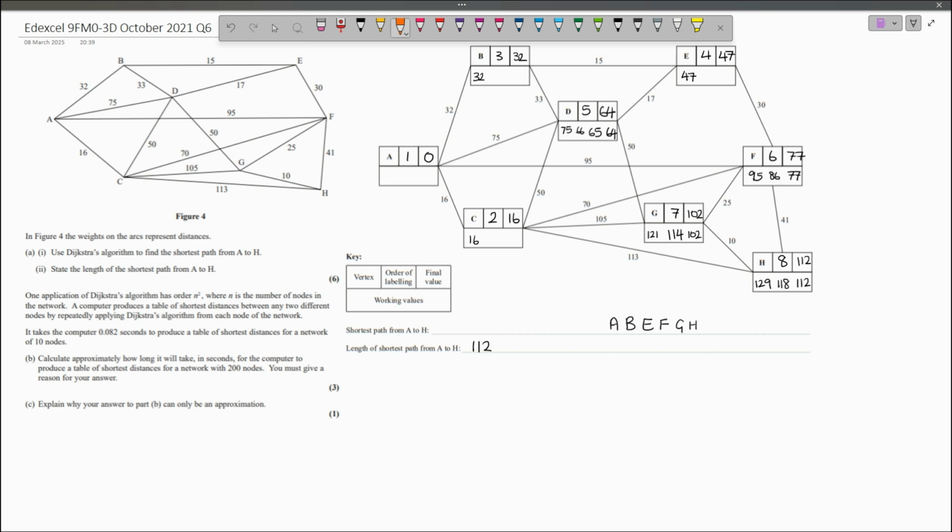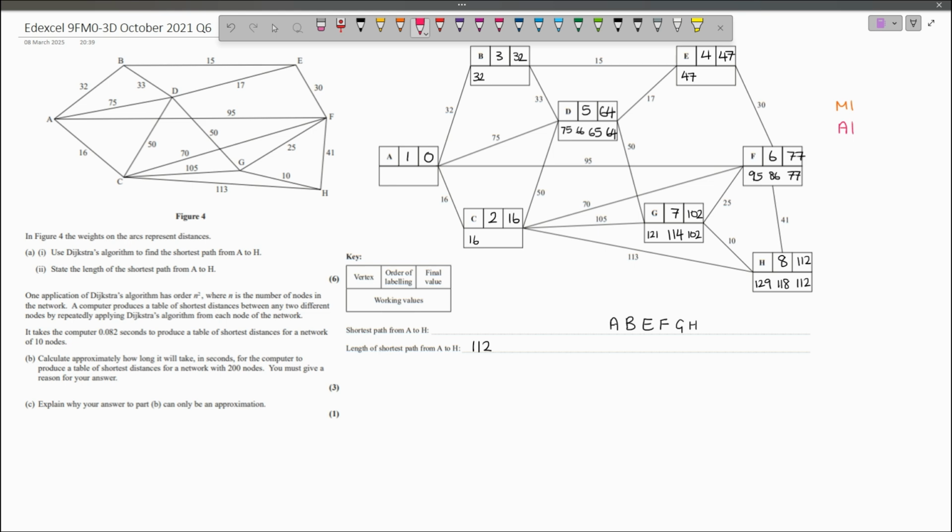Well, there's a method mark for a larger value being replaced by a smaller value in at least two of the working boxes at either D, F, G, or H. So any of the boxes where working values have decreased, as long as there's been a larger value being replaced by a smaller value in at least two boxes, that is going to be a method mark. You then get an accuracy mark, and I'm going to do this in a different colour.